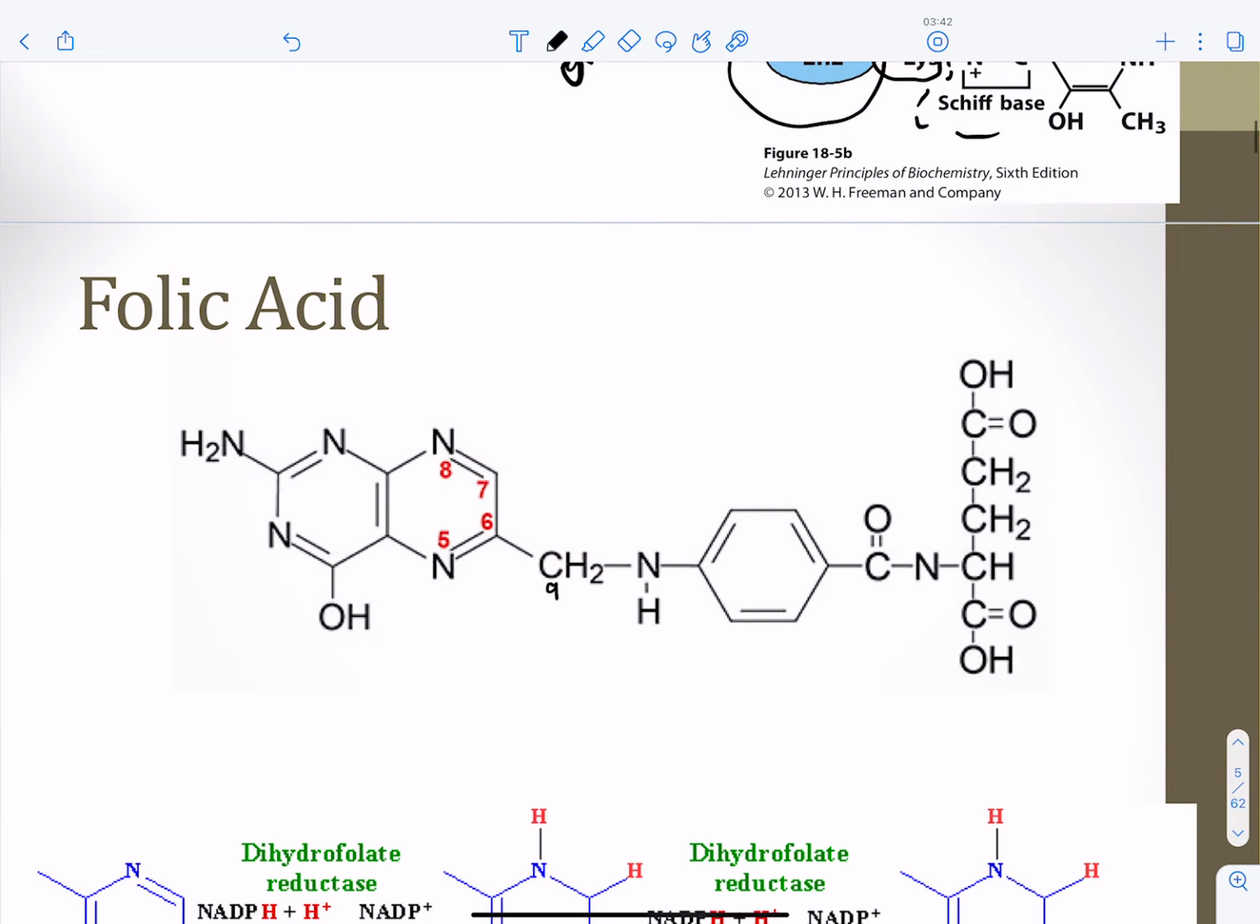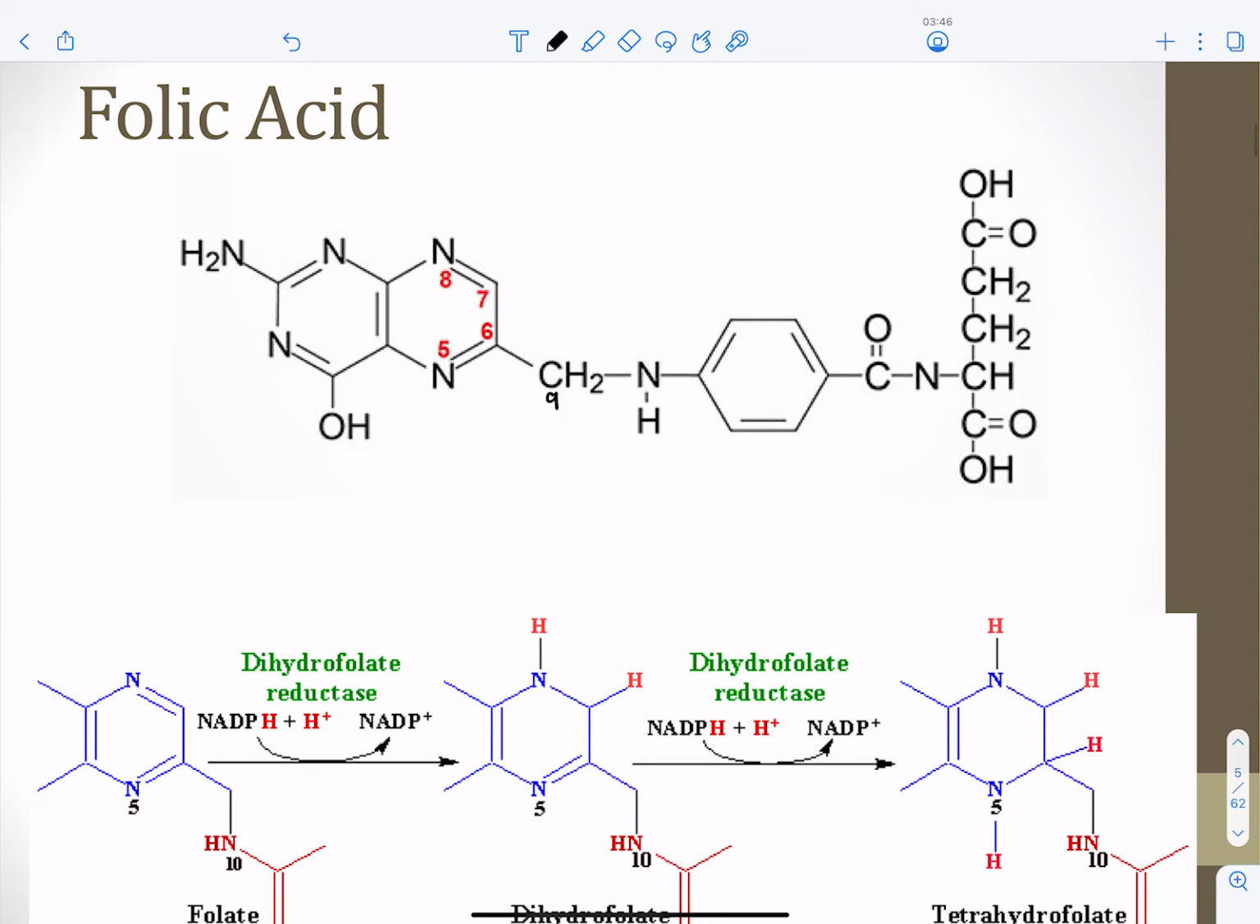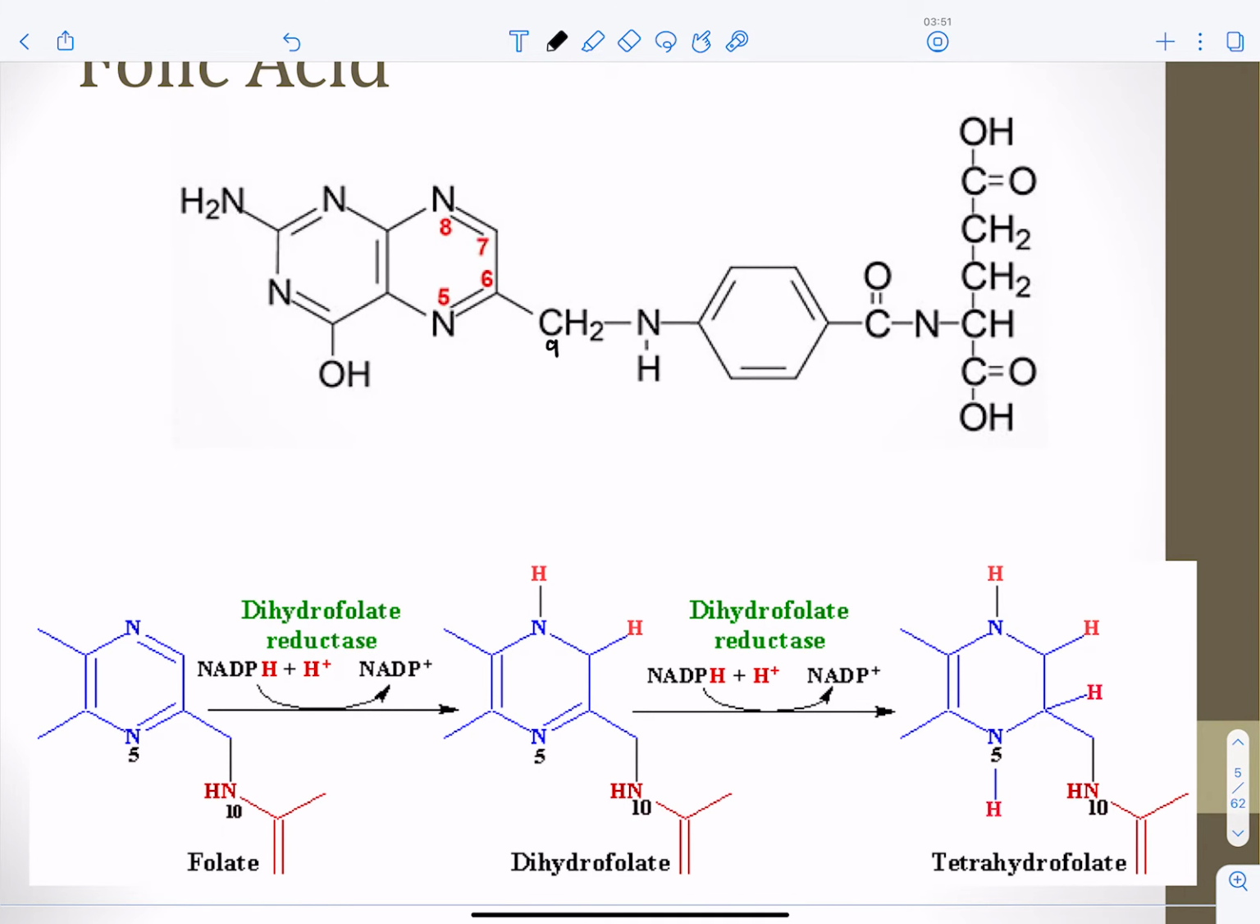Okay, and now folic acid. Here is a picture of folic acid. Folic acid starts with folate, and we have dihydrofolate reductase, which requires NADPH. This is going to generate dihydrofolate. Then another dihydrofolate reductase step makes your tetrahydrofolate, which is going to be important in making more derivatives of your folic acid.